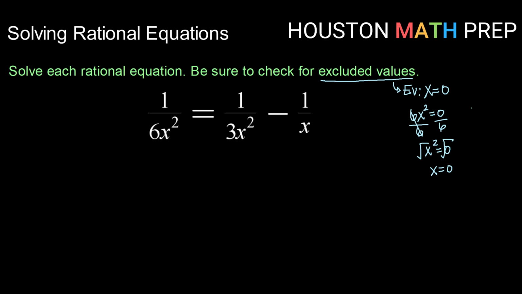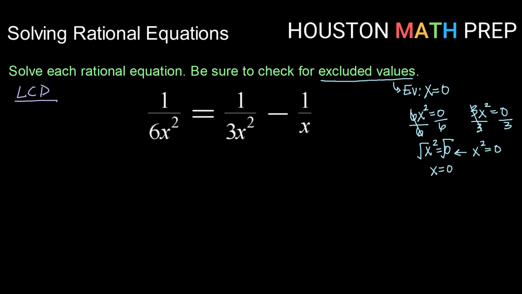Doing the same for 3x squared equals 0, dividing both sides by 3, x squared equals 0. That's the same as here, so we're again just going to get x equals 0. And from our final fraction, 1 over x, the only value that will make x be 0 is 0. So even though we had 3 different denominators, all of them have the same excluded value, x equals 0. So now we can work to solve here. I can start looking for my least common denominator.